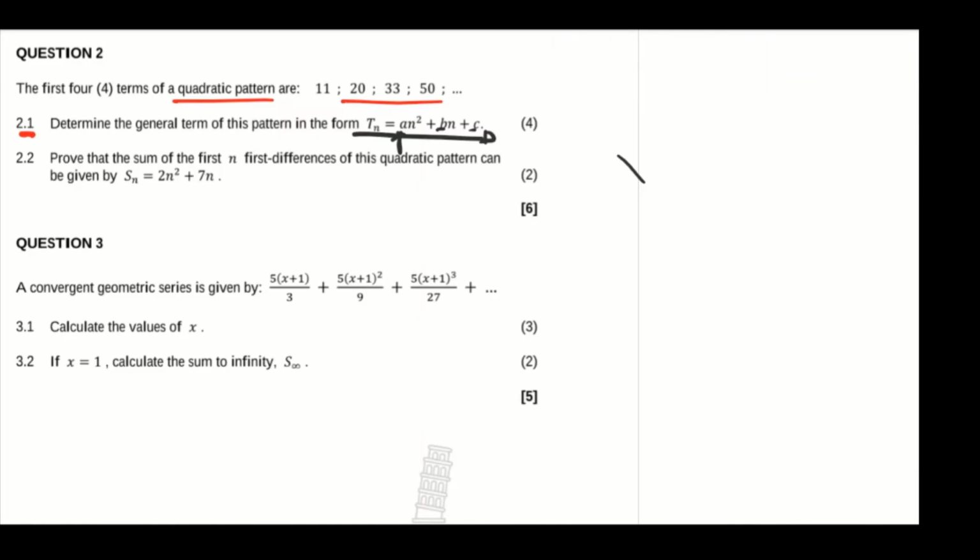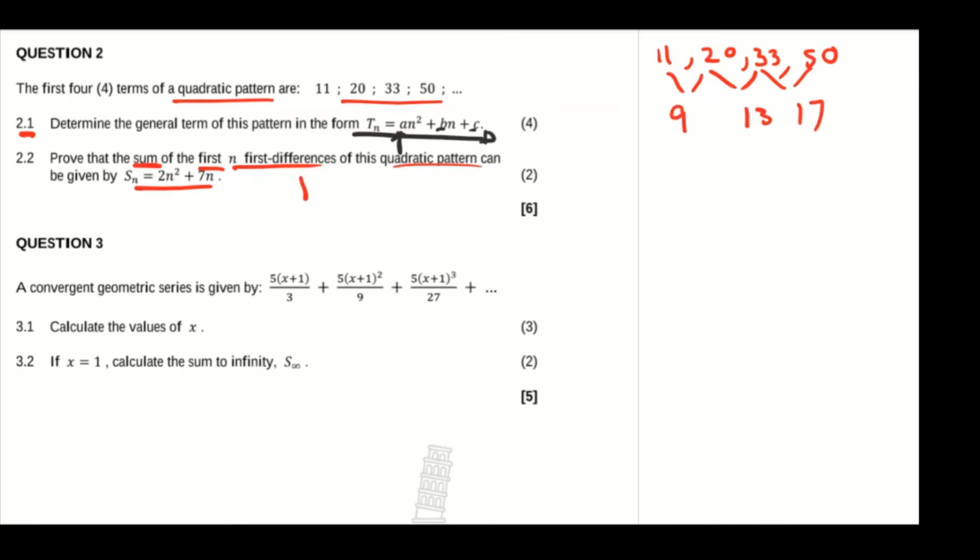So in 2.2, what are we having? We are told to prove that the sum, it's very important, the sum of the first n differences. So we don't know the number of terms. The sum of the first n differences of the quadratic pattern can be given by this formula here. Remember, when I wrote our sequence 11, 20, 33, and 50, what was our first difference? Our first difference was 9, 13, and 17.